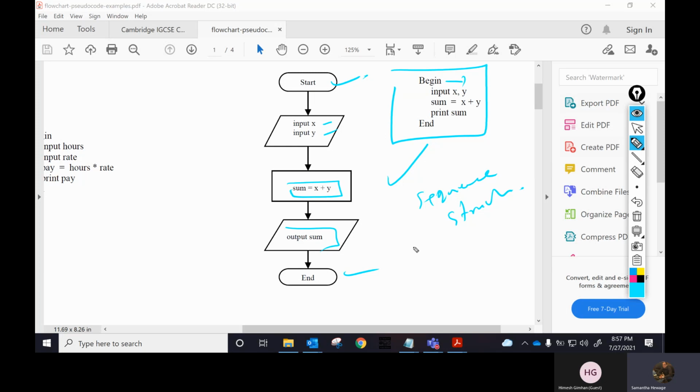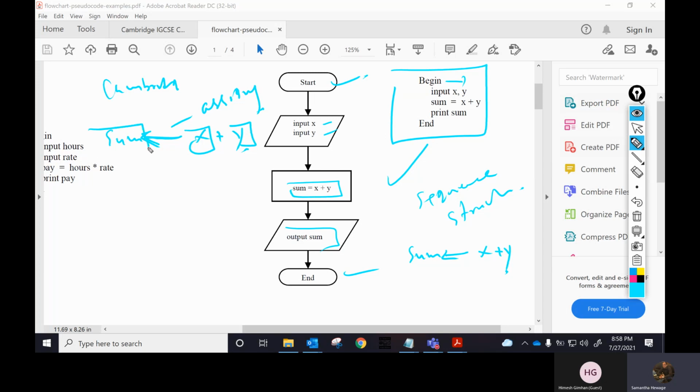Now you can write this in another way: sum, an arrow, x plus y. Normally in pseudocode, in Cambridge, they also do it like this: sum, arrowhead to sum, x plus y. You are adding x plus y and assigning. This is called assigning. Remember that, assigning. This arrowhead assigns this value to the sum variable.